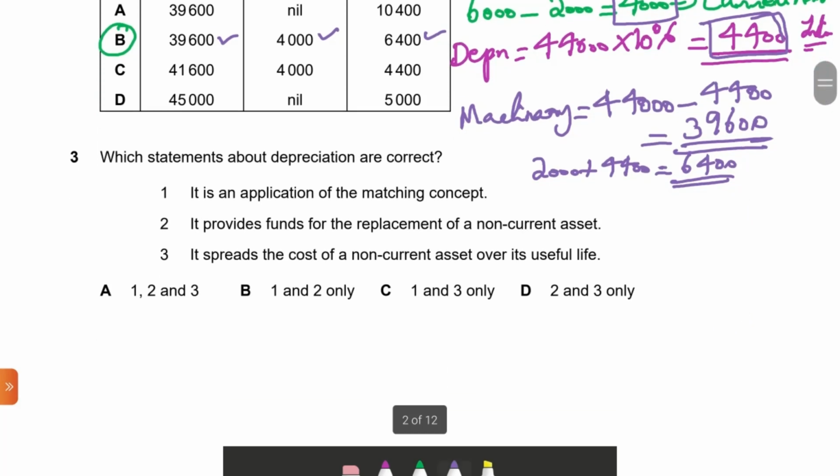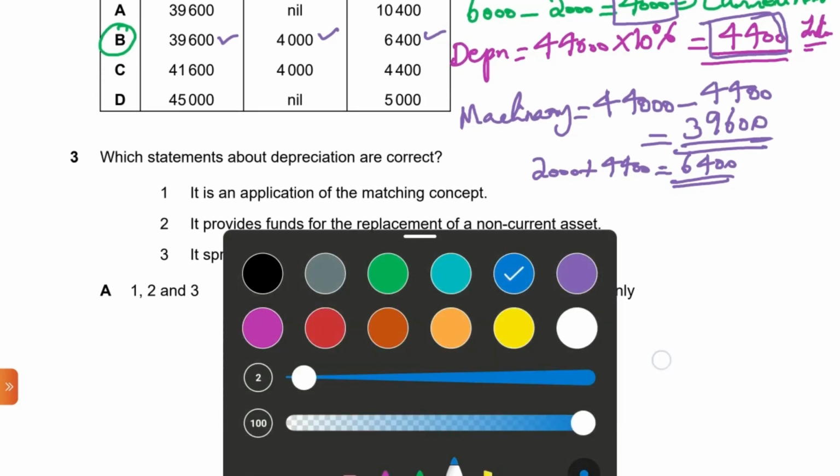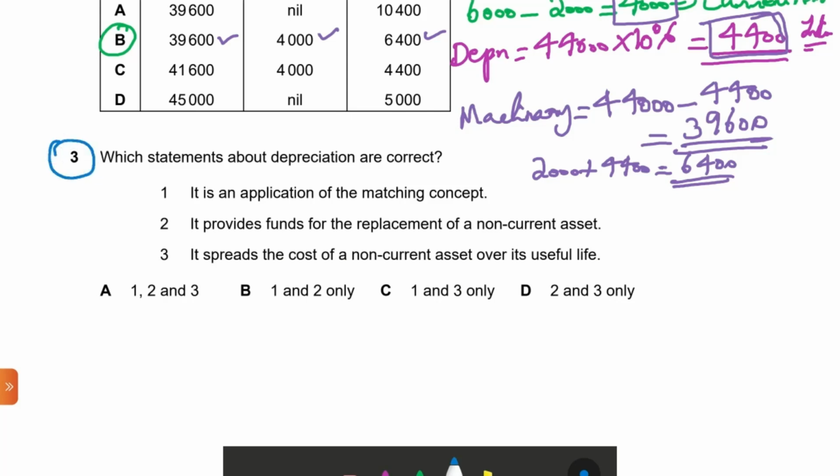Next, question number 3. Which statement about depreciation is correct? It is an application of the matching concept. Yes, it is an application of the matching concept. That is correct. Next, it provides funds for the replacement of non-current assets. No, depreciation never provides the funds. It is a loss of the value of the non-current asset. So the second option is wrong.